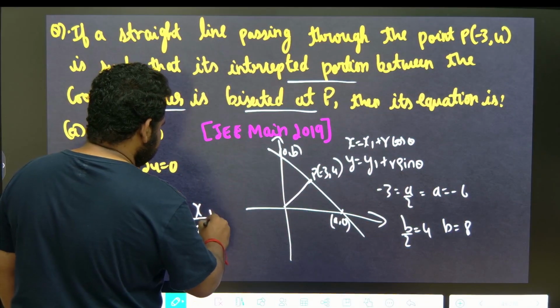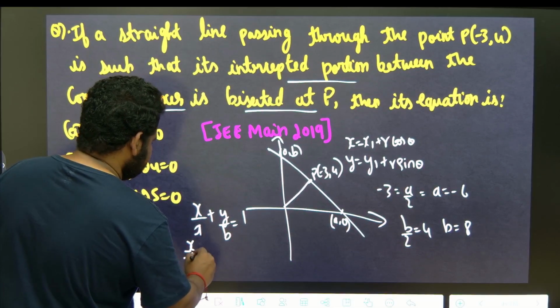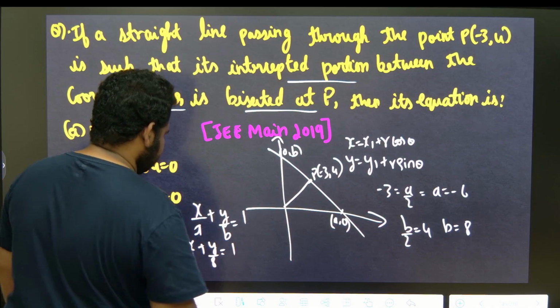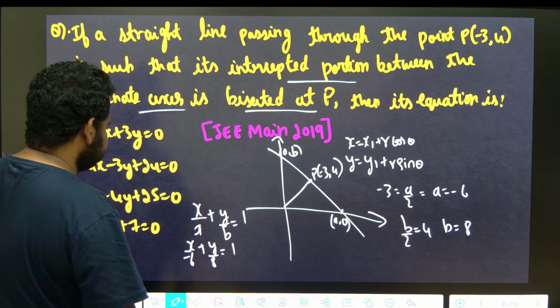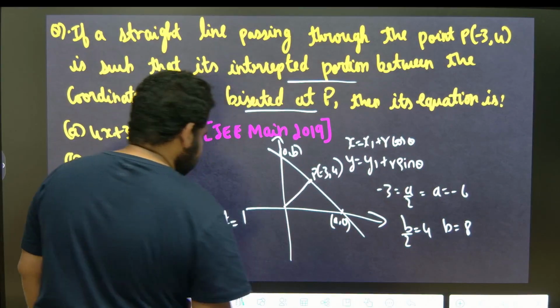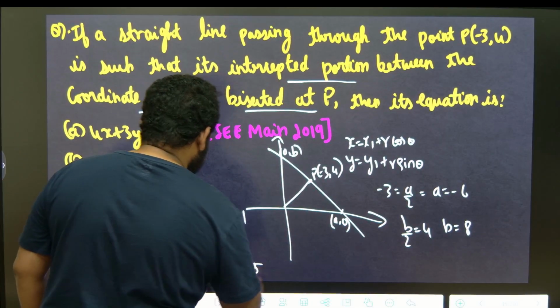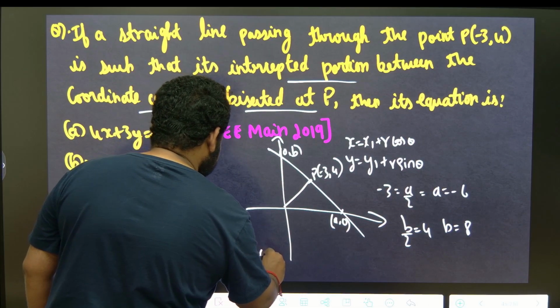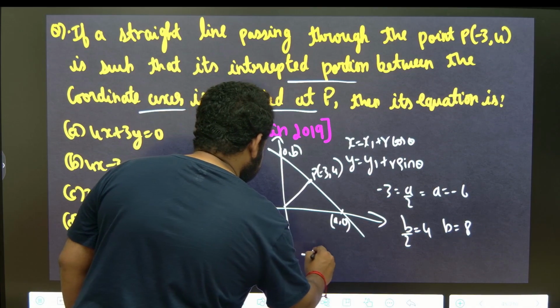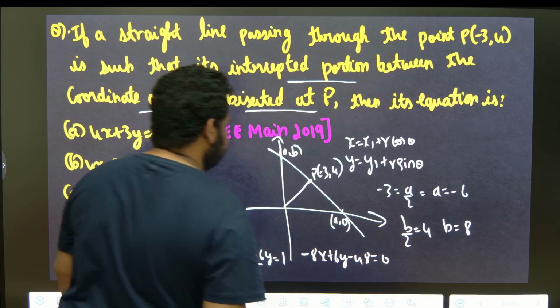Now you have the double intercept form, that is x by a plus y by b is equal to 1. So x by minus 6 plus y by 8 is equal to 1. Now if I take the LCM, 6 and 8 LCM is 48. So this will be minus 8x plus 6y minus 48 is equal to 0.